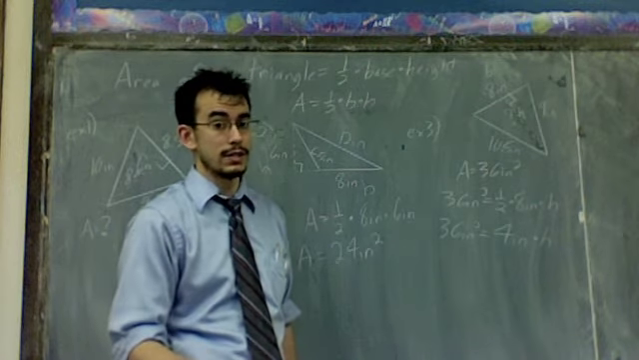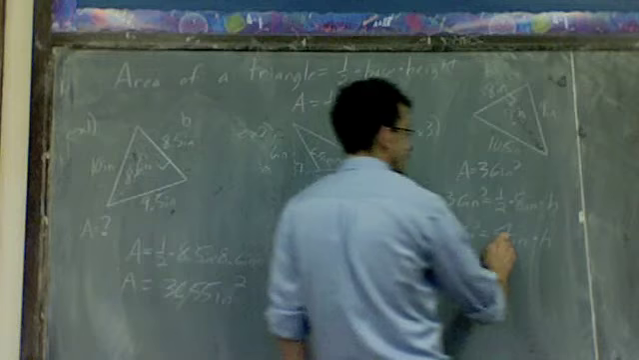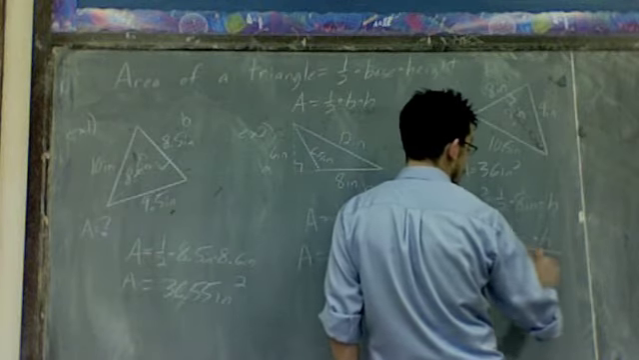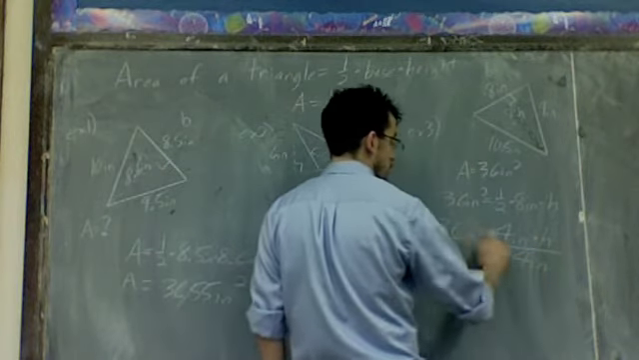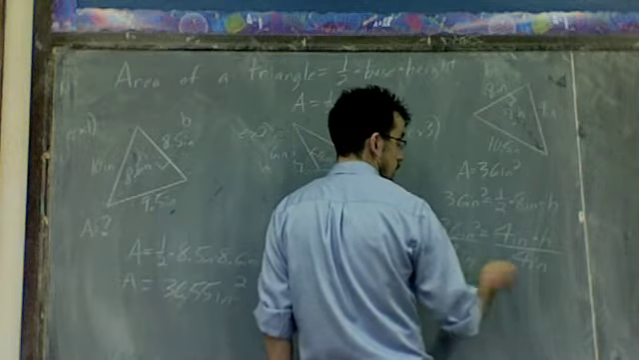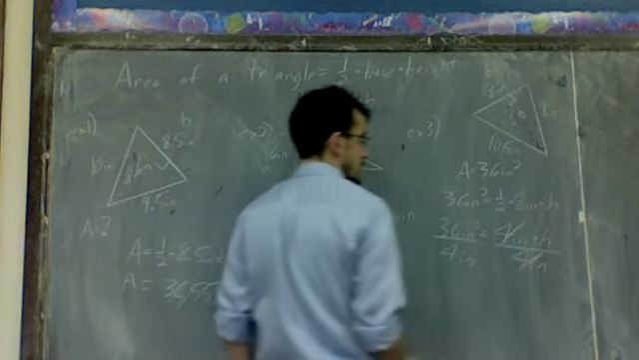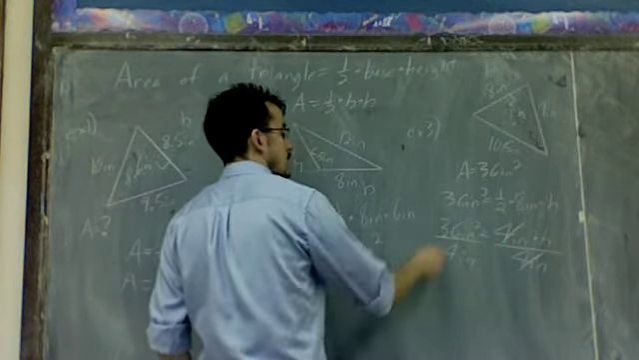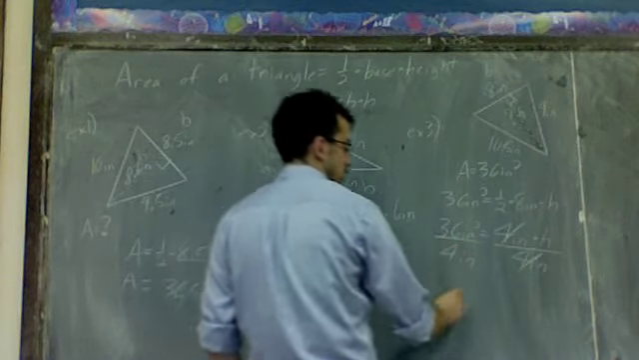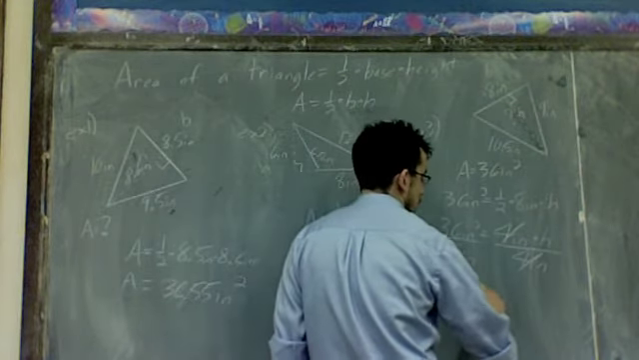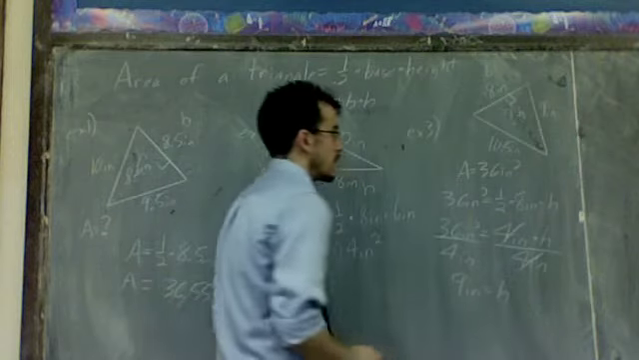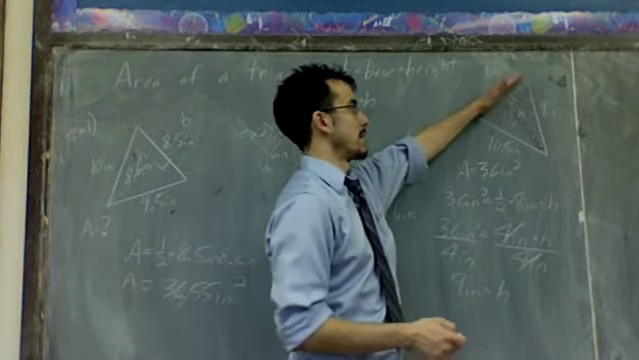Don't multiply h, divide. Instead of multiplying h by 4, divide both sides by 4 inches. You can do anything to both sides of an equation as long as you keep it balanced. As long as you do the same thing. The 4's cancel. 36 inches squared divided by 4 inches gives me 9 inches. And that is the height of this triangle when this is the base.